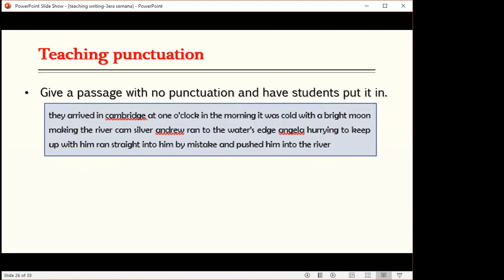Oh teacher, just at the beginning you start with a capital letter. Cambridge is a noun, a proper noun, so you need to write it with a capital letter too. At 1 o'clock in the morning, a comma, a period.